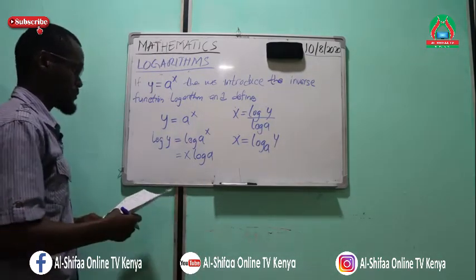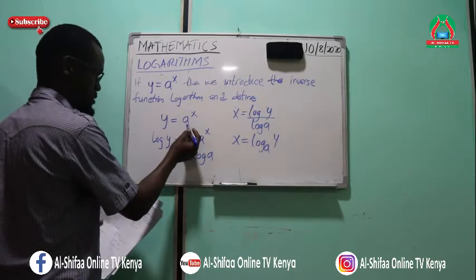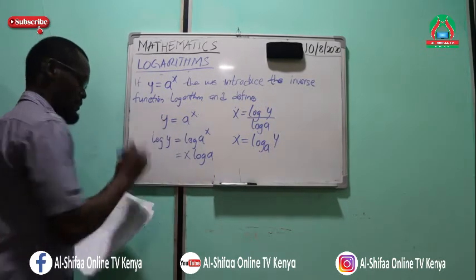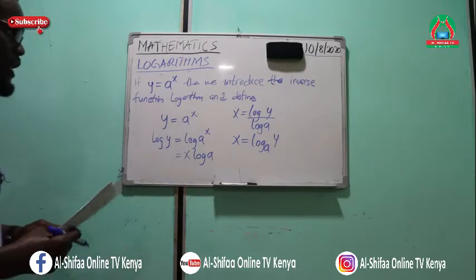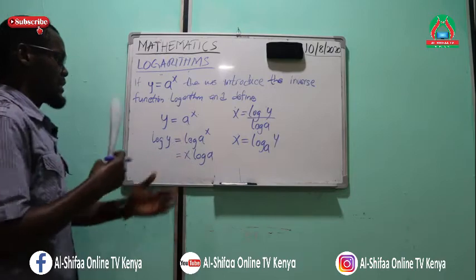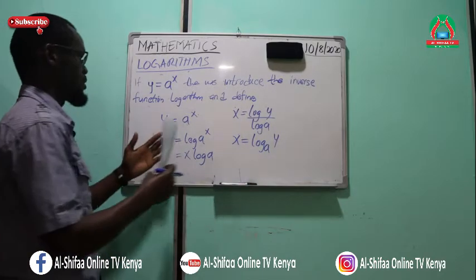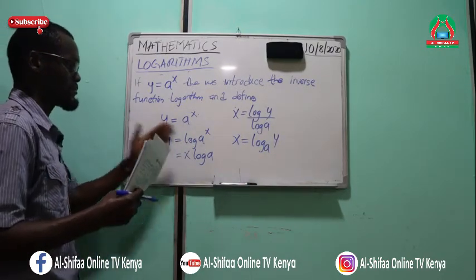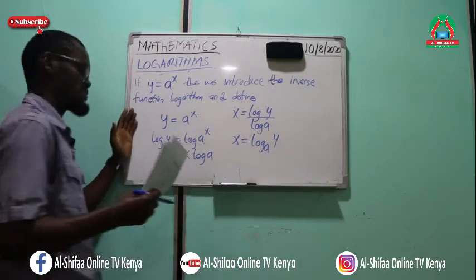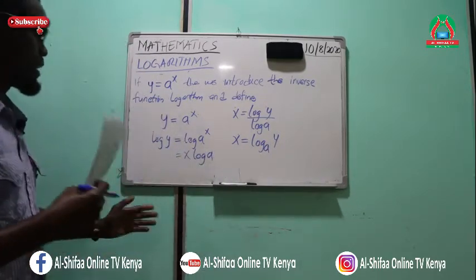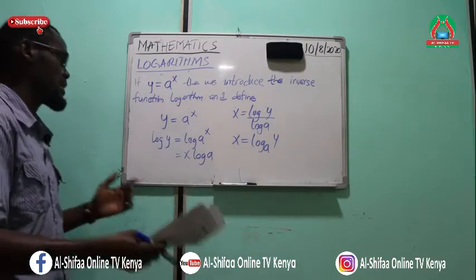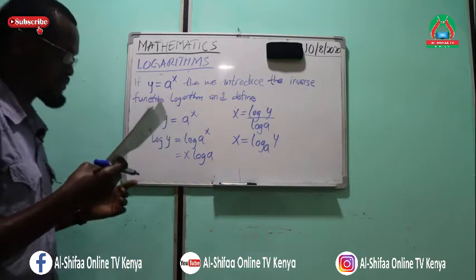So this is our base, this is the exponent, and this is the value, the number. By practicing much, the conversion of index form to logarithmic notation and vice versa, logarithmic to index form, will become very easy. But if you fail to practice, it may be tiresome or even hard for you.